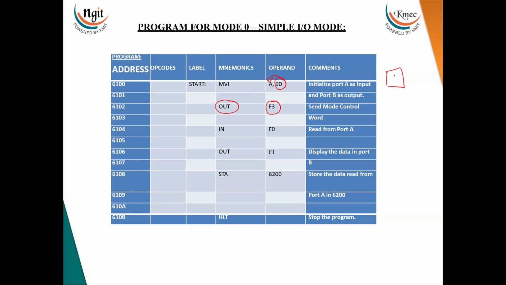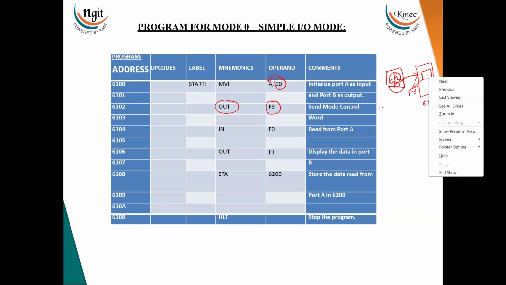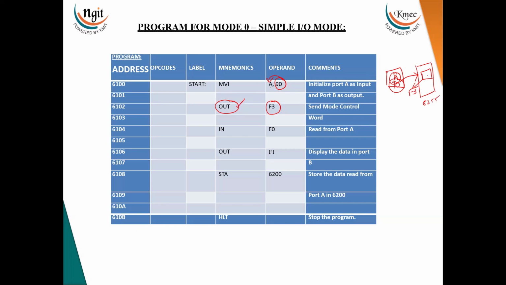Now the accumulator, where is it? In the microprocessor. In this accumulator, the microprocessor wrote 90. Now this 90 should be sent to the control register of 8255. This is the 8255, in which the control register is there. The control register address is F3. So sending data to this control register means writing data. For writing, what is the instruction? OUT instruction. Now we have set the control register.